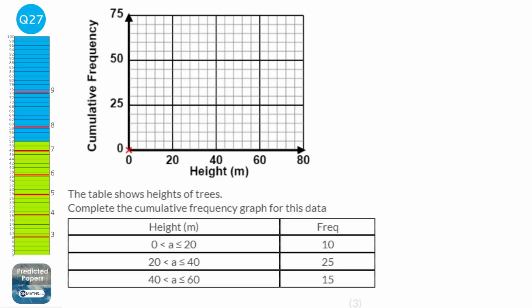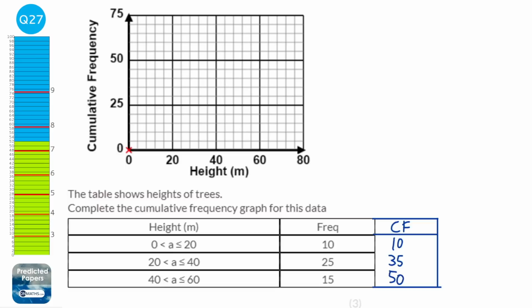So to do a cumulative frequency graph, we've got to first of all add a cumulative frequency column to our table. And cumulative frequency is just a running total. So we always start off with the first value, which is 10. Then we add the next value, so 10 plus 25 is 35. Then we add the next value, so that's going to be 50.